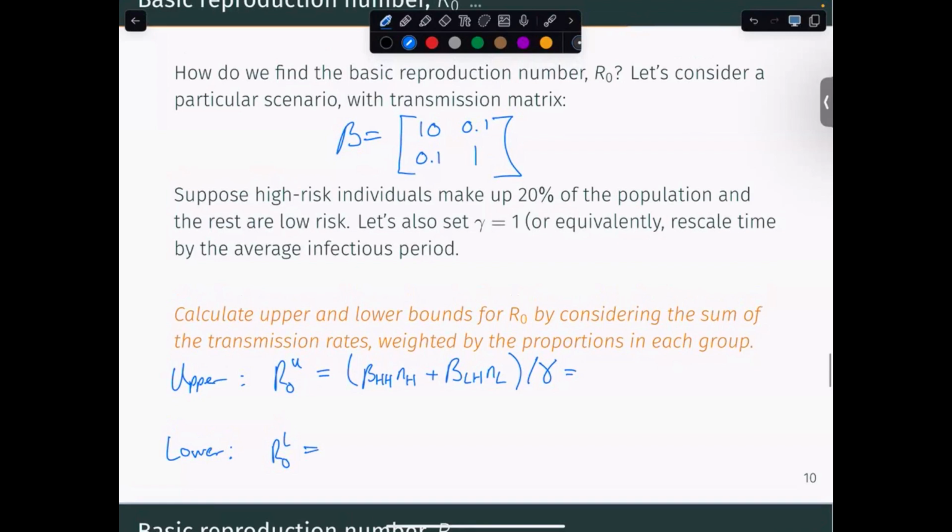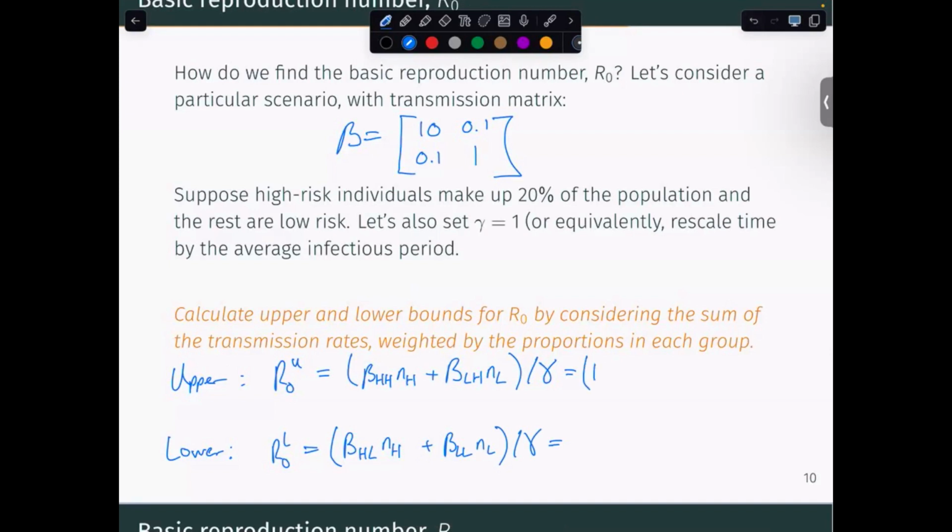And for our lower, well, we do the opposite. I'm going to say, okay, what is the transmission rate from our low-risk class to our high-risk class, and from our low-risk class to our low-risk class? Again, weighted by the proportions of individuals in each of those categories. So this is just a numerical calculation.